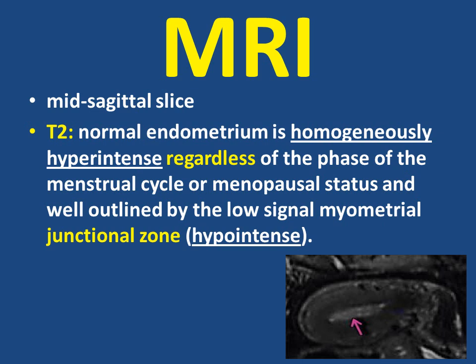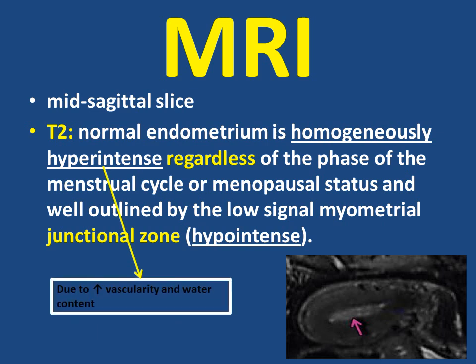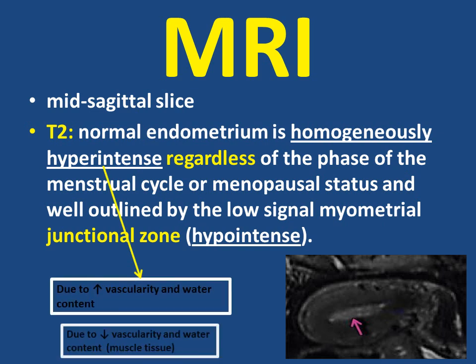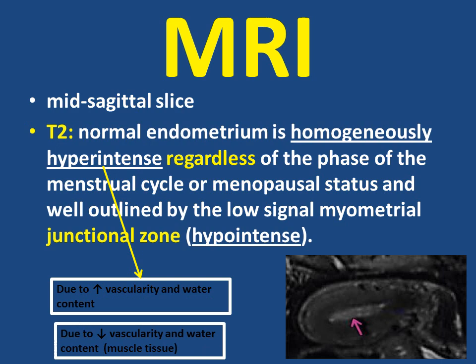Again, MRI is the key to diagnosing adenomyosis, and it is the tool that helped us to understand adenomyosis in current practice well. In the mid-sagittal T2 slice, you will find normal endometrium appears homogeneously hyperintense due to increased fluid content and vascular content inside the endometrium, and in the adjacent myometrium there is decreased vascularity or water content, which is the inner 1/3 of the myometrium, the junctional zone hypointense area.